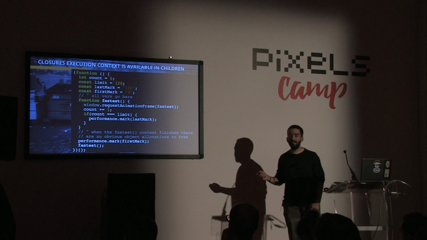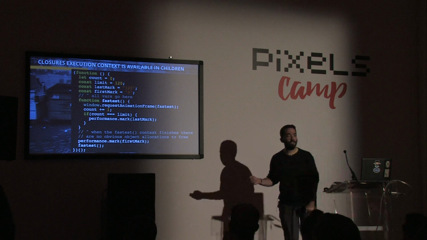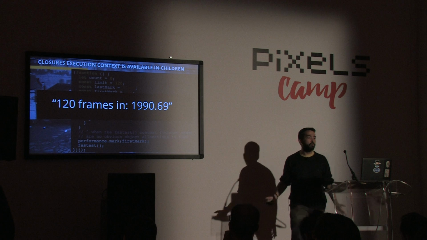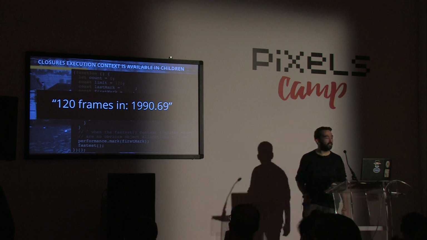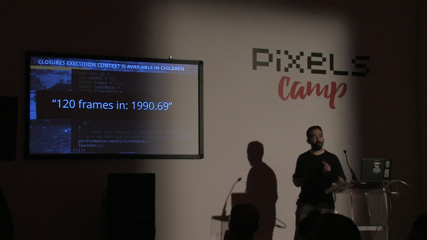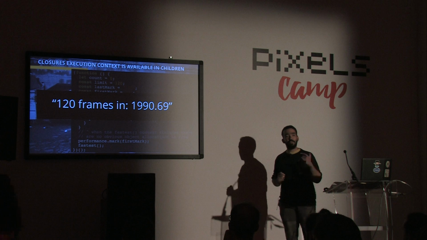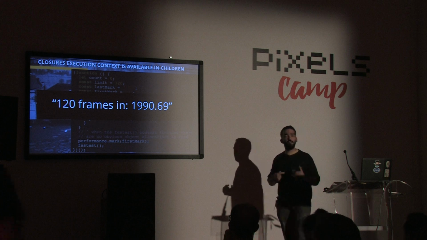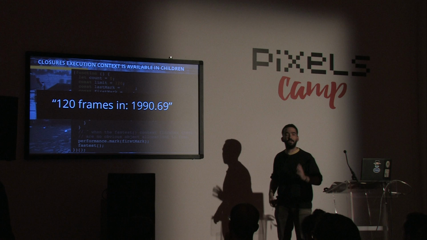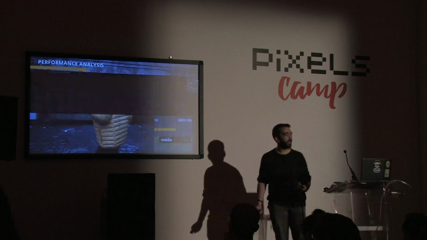If we run this, also remember that the setTimeout is always present. If we run this, what we get, and boom, 120 frames under 2,000 milliseconds. This means that our code is running below the threshold, below the limit of our 60 frames per second. It's giving even more time to the browser to think and do its things. This is perfect. Let's look into the developer tools, performance, and analyze it.